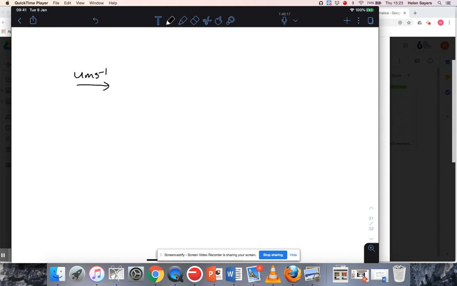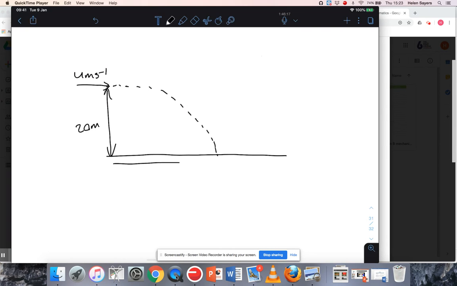So it's being projected perfectly horizontally, so it's just going straight across to the right, but of course gravity is going to make it come down, and I'm told that it started 20 meters above the horizontal plane, and it hit the horizontal plane a total of a distance of 35 meters horizontally. So I'm going to use SUVAT, and I'm going to have to look at the vertical and the horizontal motion.